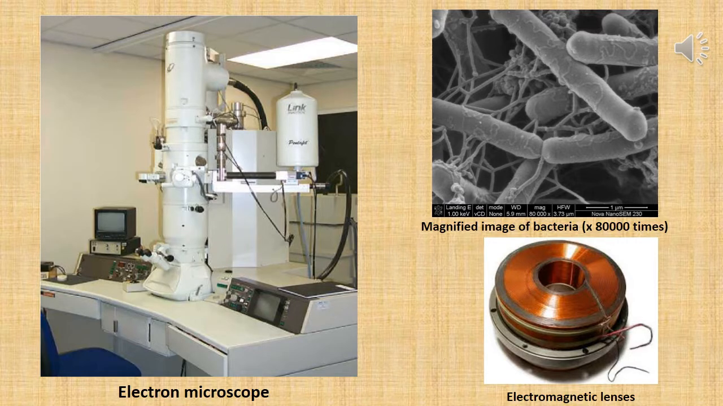In this slide, you are able to observe the photo of the electron microscope. Nearby, the magnified image of the bacteria is shown; the bacteria is magnified by 80,000 times, and that photograph of the bacteria is shown here. Here the electrons are focused with the help of electromagnetic lenses. The shape and structure of the electromagnetic lenses is also shown in the photo.